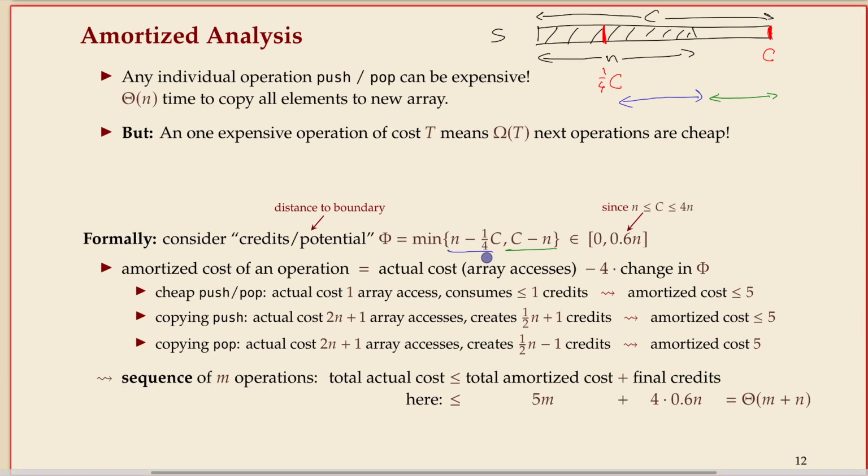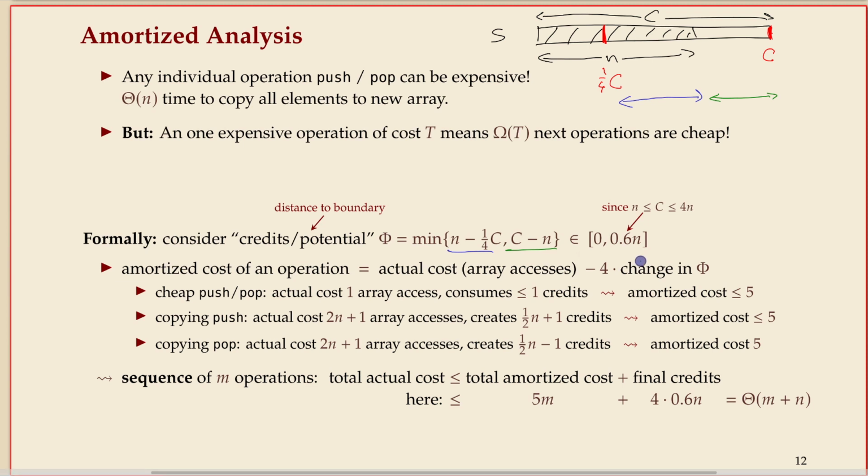And whichever of these is smaller, that's our potential. So if you think of it in this bank account statement, it means we have a lot of cheap operations still to come before something expensive happens. It's kind of a budget that we still have, or a balance.